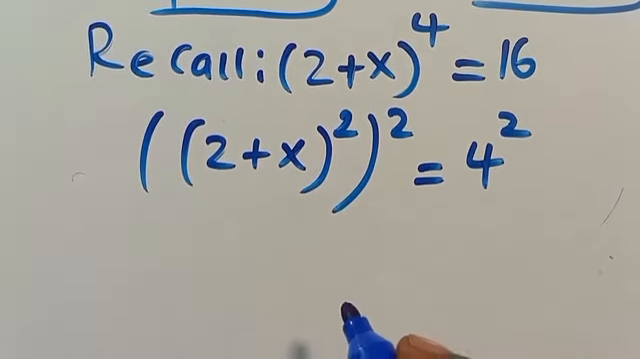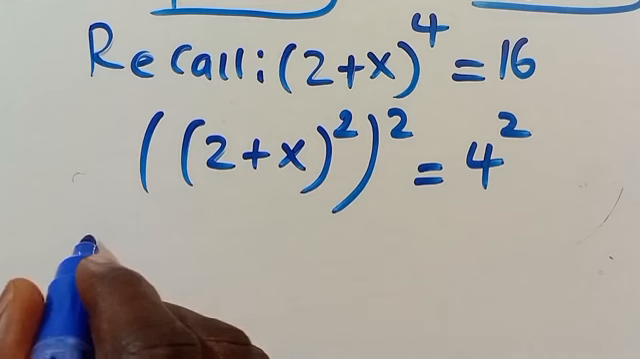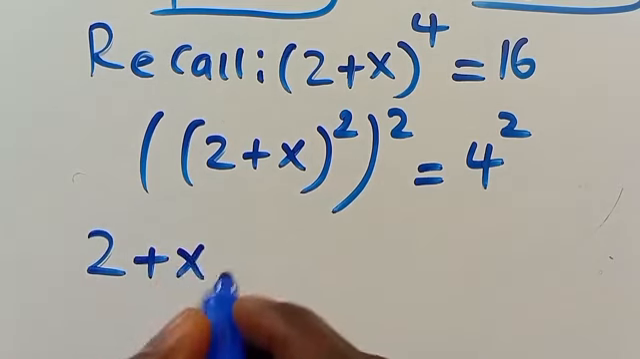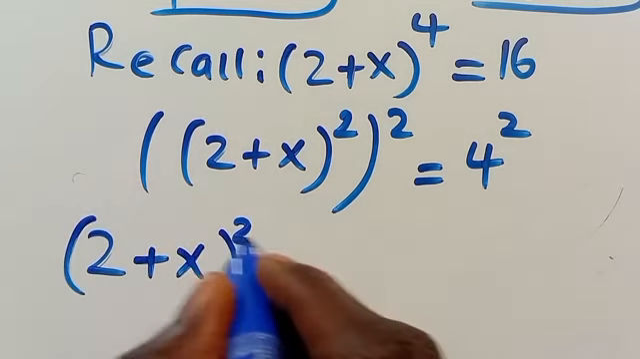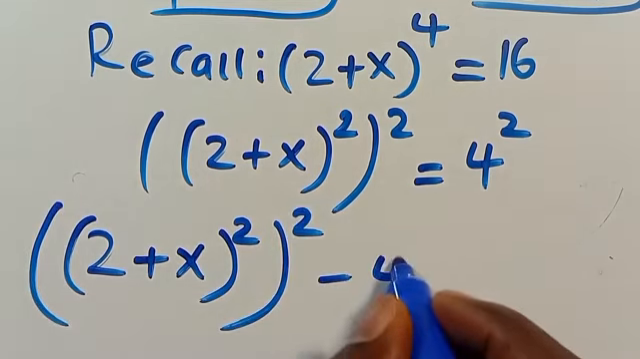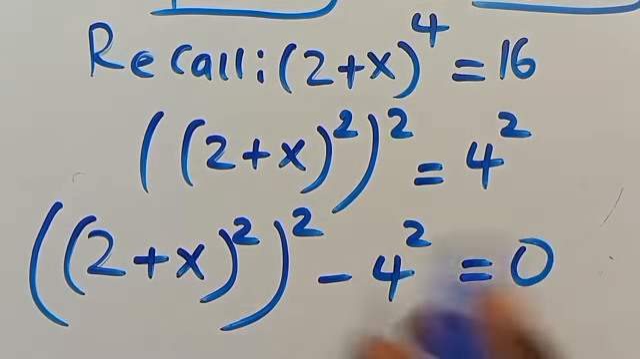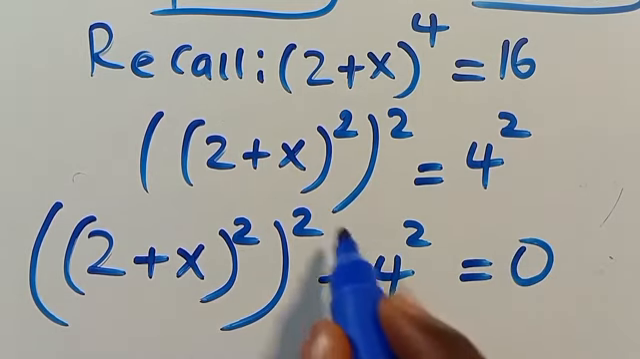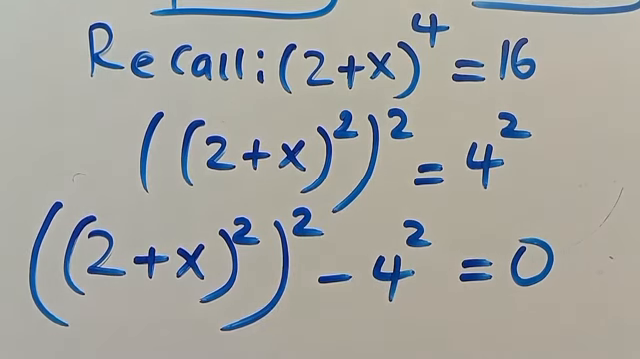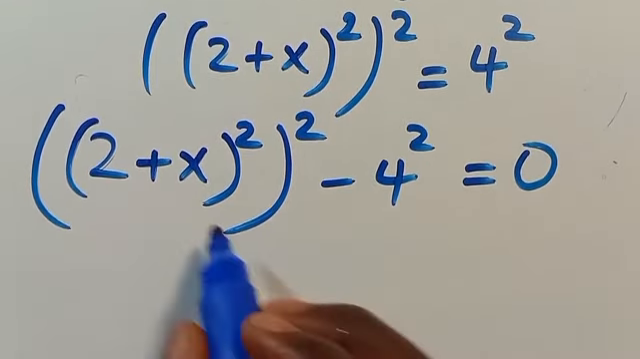Now, we can take this one to the side, meaning that we are going to have ((2 + x)^2)^2 - 4^2 = 0. Because we are doing this in order to make sure that we apply difference of two squares, we have this one to be power 2, this one is power 2, so we can easily have this as difference of two squares. But before that, let's do something to this.